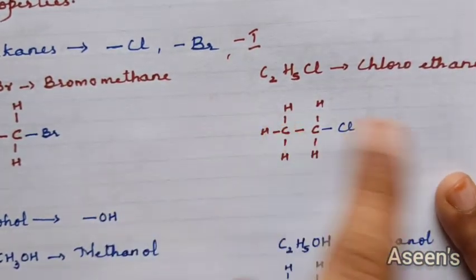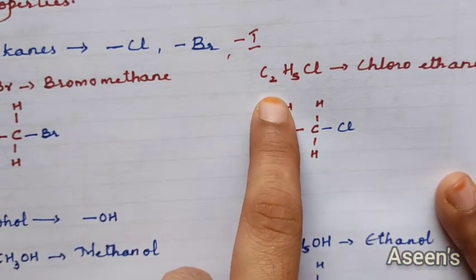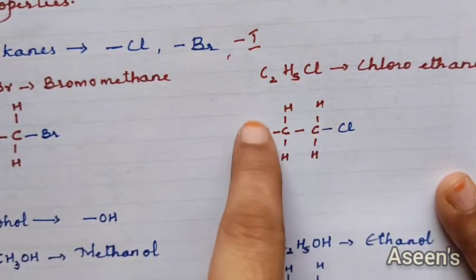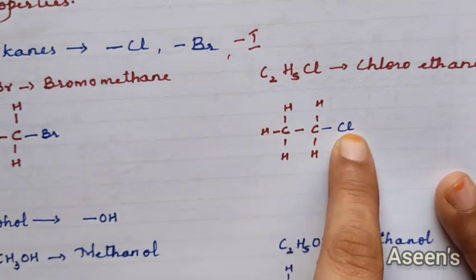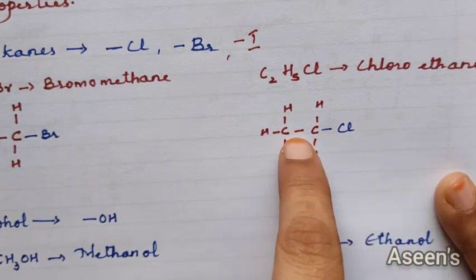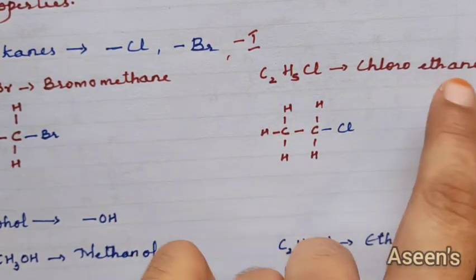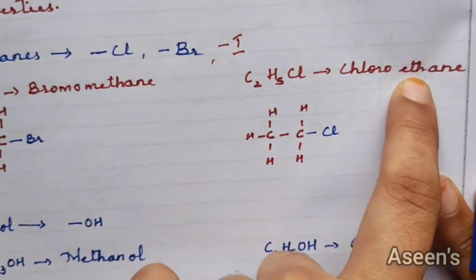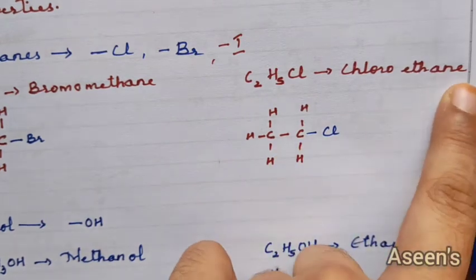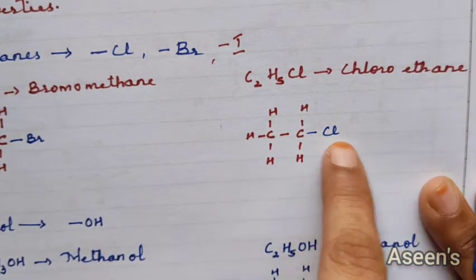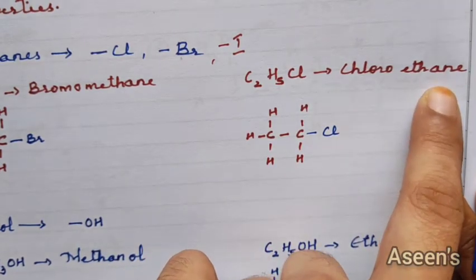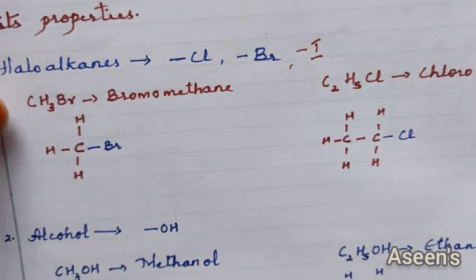Similarly, I have taken here an example with two carbons. I have drawn the structure. As you can see here, I have drawn the exact structure, but one hydrogen here is replaced by chlorine. So, how are we going to name this? We have two carbon atoms, hence it's going to be eth. Since we have no double bonds here, it's going to be ane, ethane. One hydrogen is replaced by chlorine, hence it is chloroethane. So, that is about your haloalkanes.